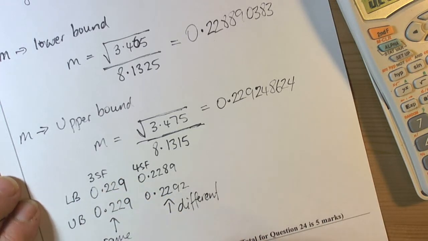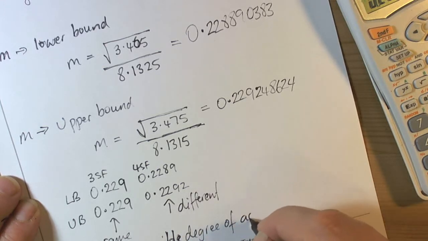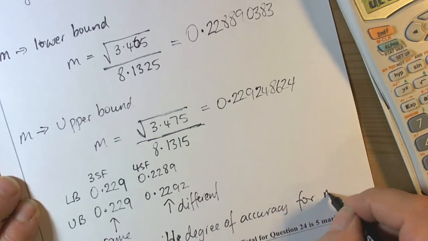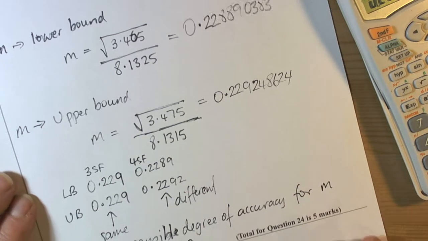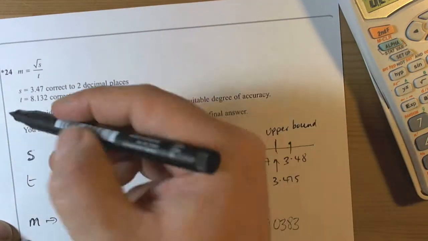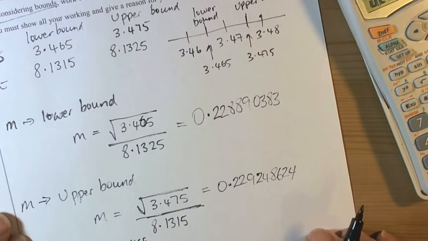So when we get the same value for so many significant figures, then this is the one we choose. So these were the same, so a sensible degree of accuracy for m is 0.229. So that's what the question means. It's about finding the upper bounds and lower bounds, because it said by considering bounds. So that kind of shouted out find lower bounds and upper bounds.